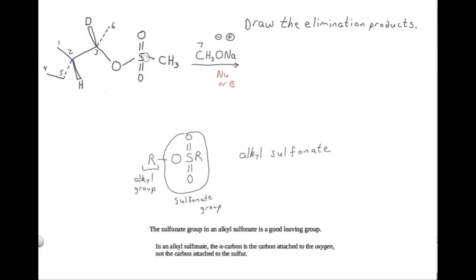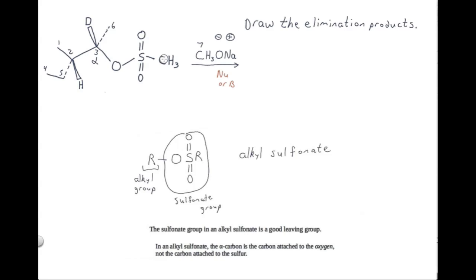So we expect this neutral sulfonate group to be a good leaving group. We have to identify the alpha carbon. We need to memorize that in an alkyl sulfonate, the alpha carbon is the carbon attached to the oxygen, not the carbon attached to the sulfur. So the alpha carbon here is carbon 3. Carbon 3 is the alpha carbon attached to the oxygen.